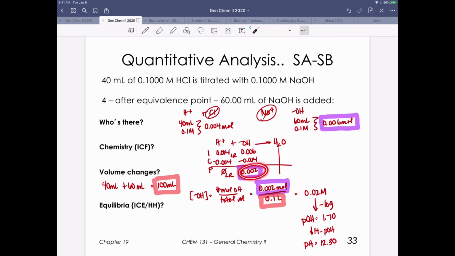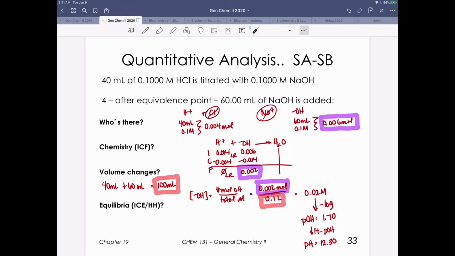So that 0.002 moles of OH minus that's in excess is now contained in 100 milliliters. Taking the ratio of these two will give us the concentration of hydroxide that's in excess, which is 0.02 molar. Taking the negative log of this gives us pOH, but remember, to get pH, we can just subtract that from 14, and we get pH equal to 12.3. This should be a red flag for you if you wanted to write down that the pH was 1.7, because we know we should have an excess of hydroxide here. We should have a pH that's greater than 7.